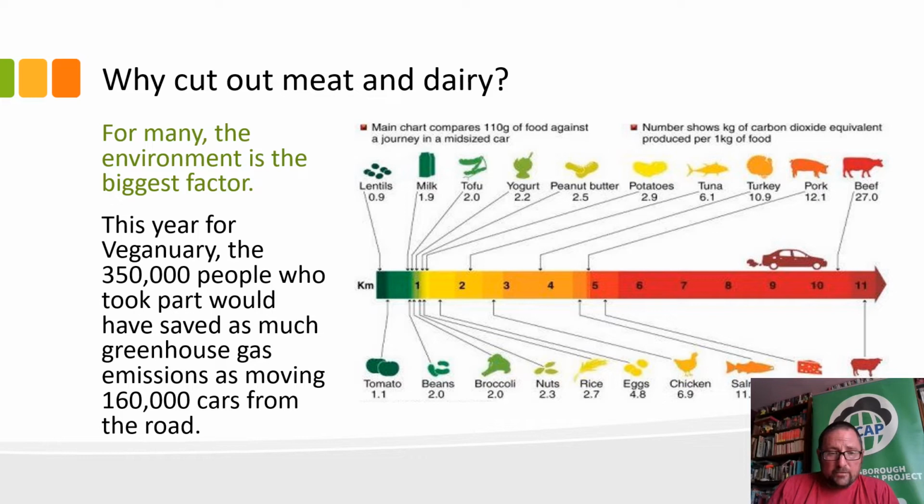This year for Veganuary, the 350,000 people who took part would have saved as much greenhouse emissions just for doing it for the month as taking 160,000 cars off the road. So as you can see, the reason for cutting out meat and dairy, for many, is that the environment is the biggest factor.